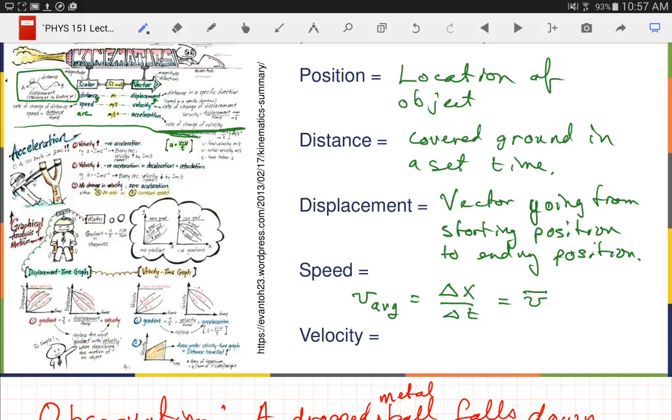That triangle is not pronounced triangle. It's pronounced delta. It's a capital D in Greek. And that delta means the change in. And the change in is always the final value minus the initial value. So delta x means your final x minus your initial x. Delta t means your final t minus your initial t.